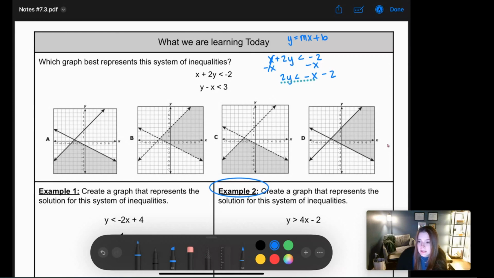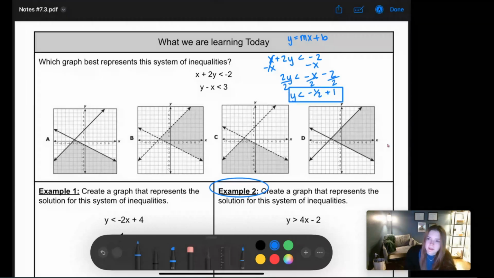Now we're not done yet though, because y is not alone, so let's get rid of that 2 by doing the opposite. Divide by 2, divide by 2, divide by 2. Now, do you remember what number you can assume is in front of a variable if you do not see one? A 1. So really this becomes negative 1 over 2. And then negative 2 divided by 2 is positive 1. Okay, so here you go. Here's your first one. Okay, we're not done.